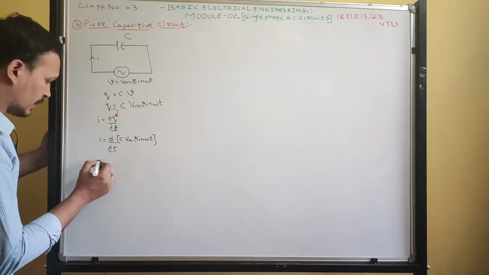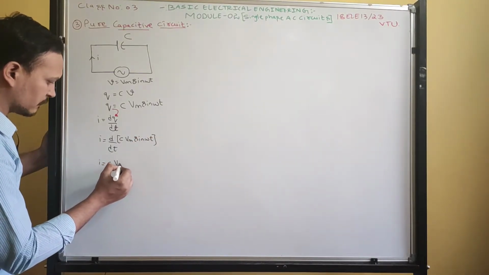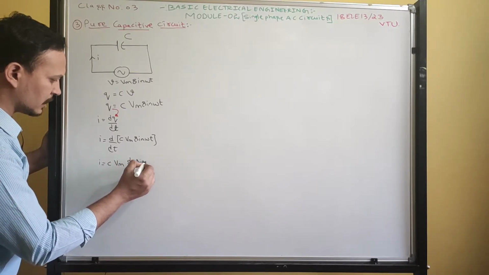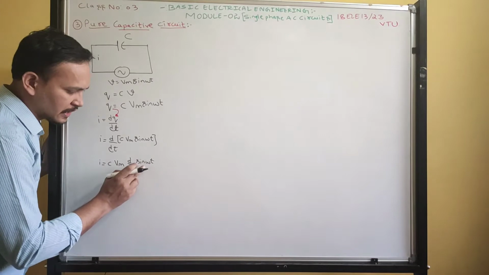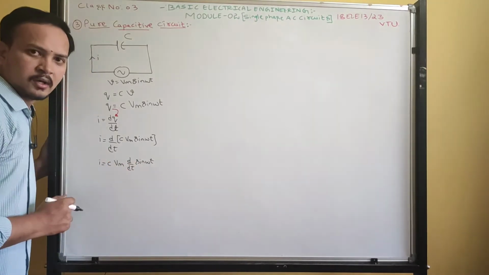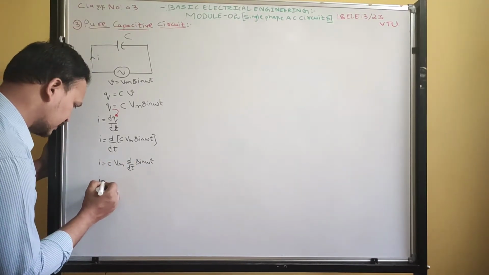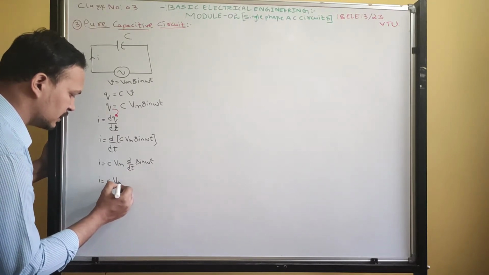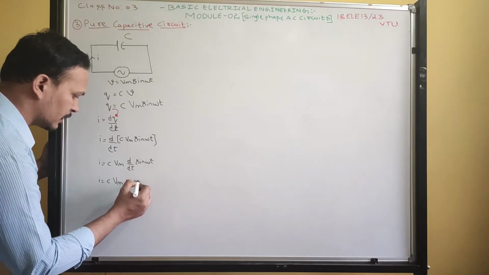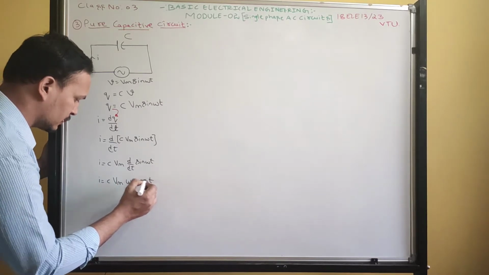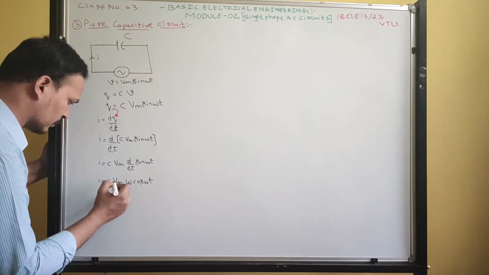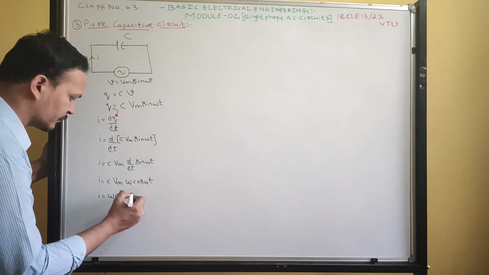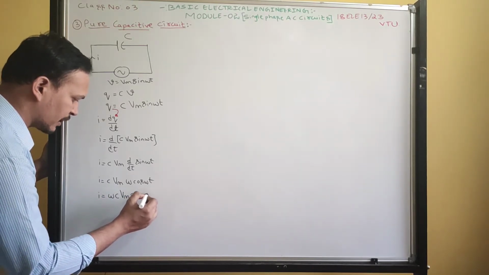Okay. Now I is equal to C Vm d by dt of sin omega t. Now differentiate sin omega t with respect to t. If I differentiate that, what will you get? Omega into cos omega t. So C Vm omega into cos omega t. Write in correct order: omega C Vm into cos omega t.